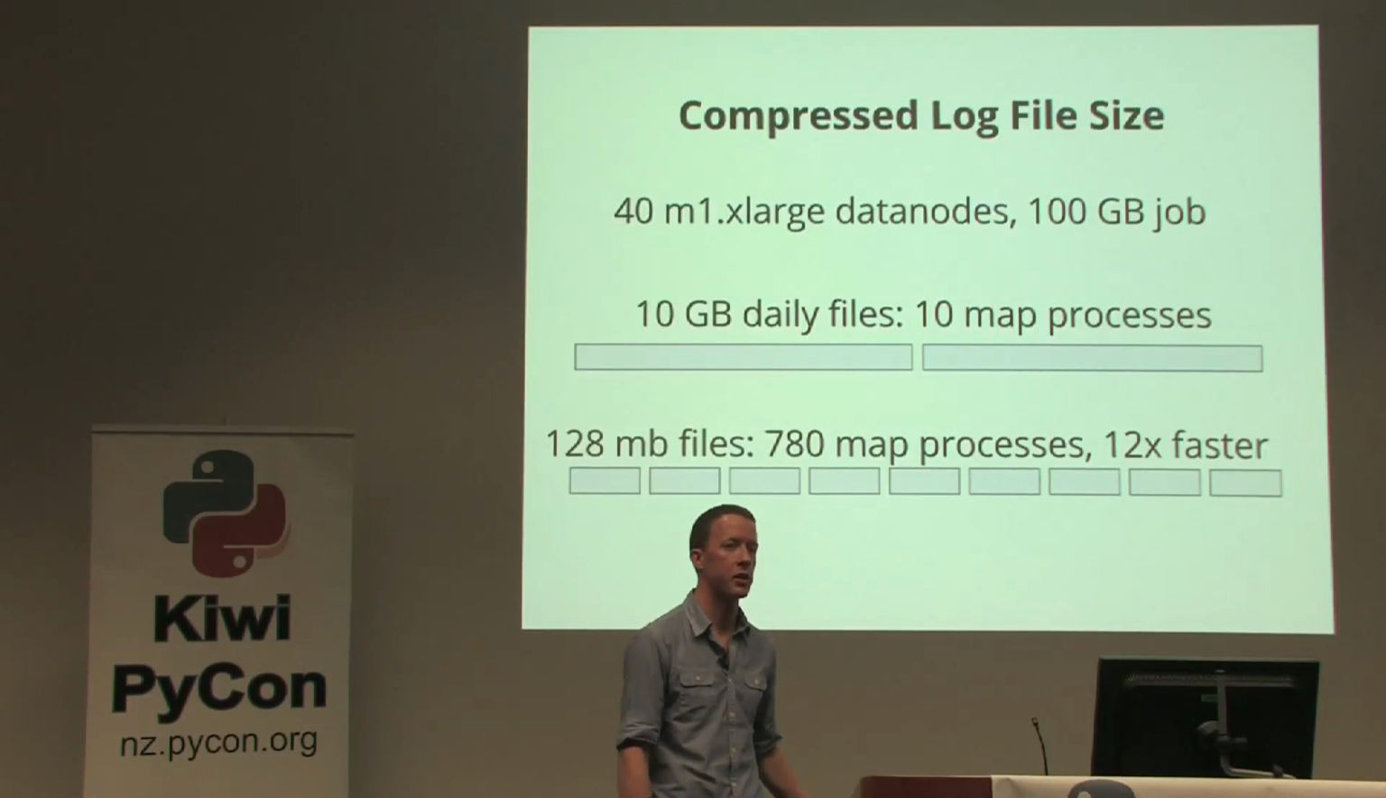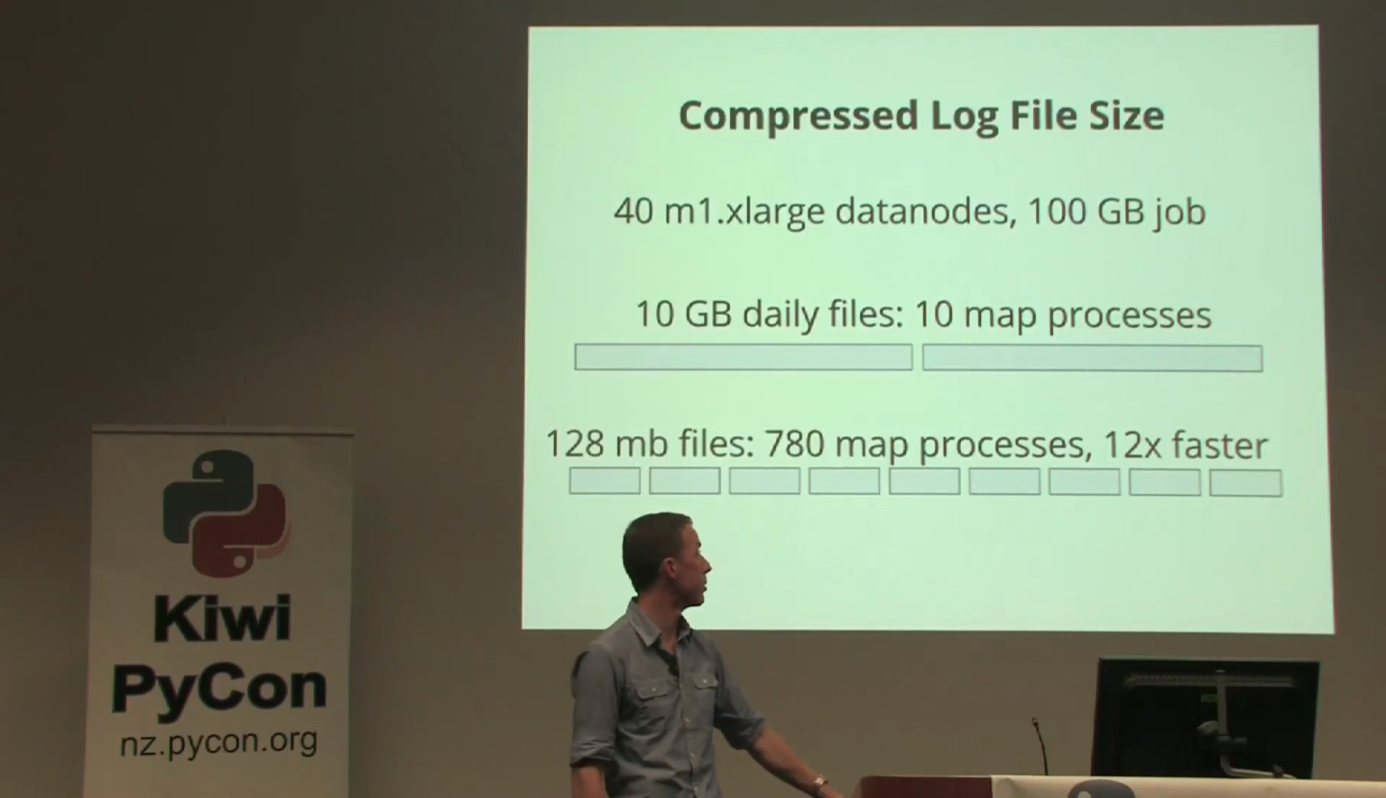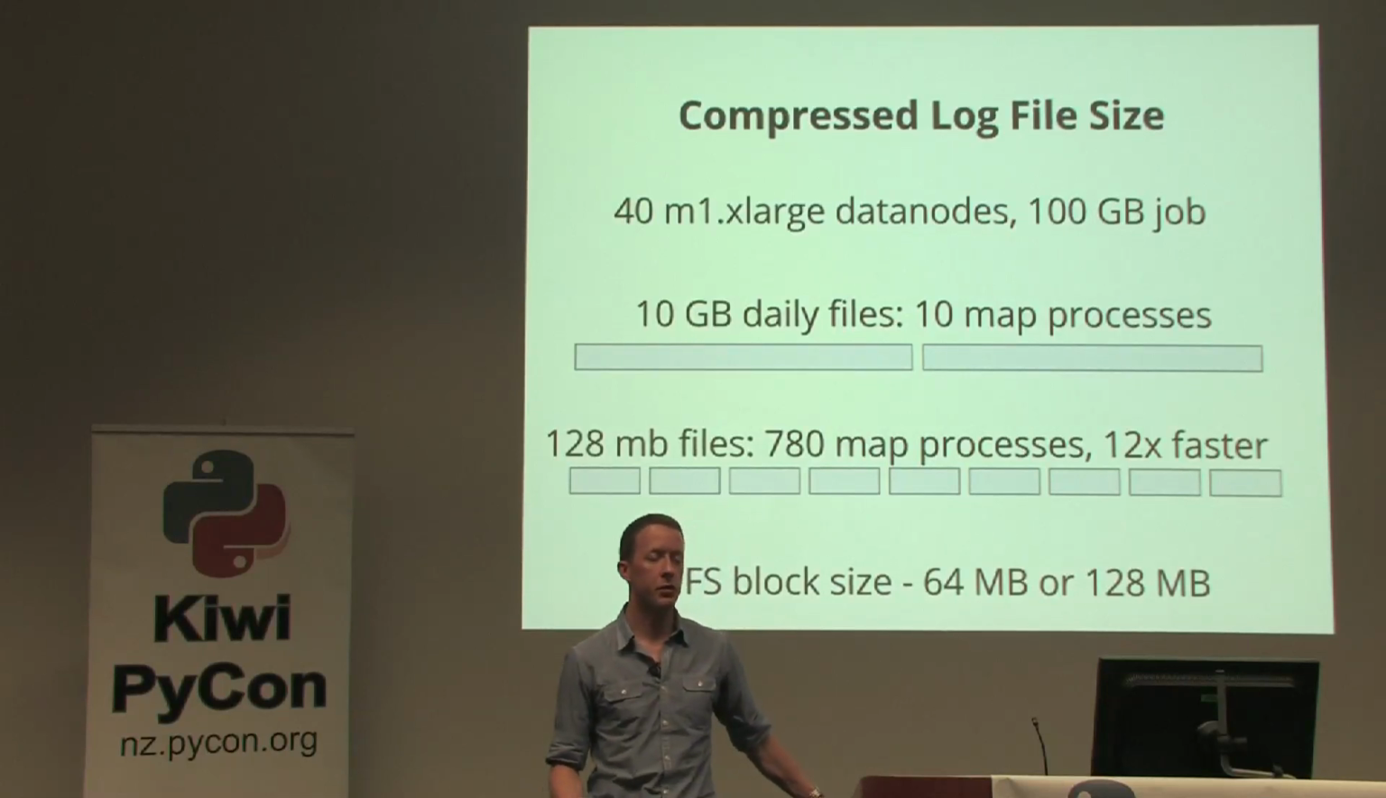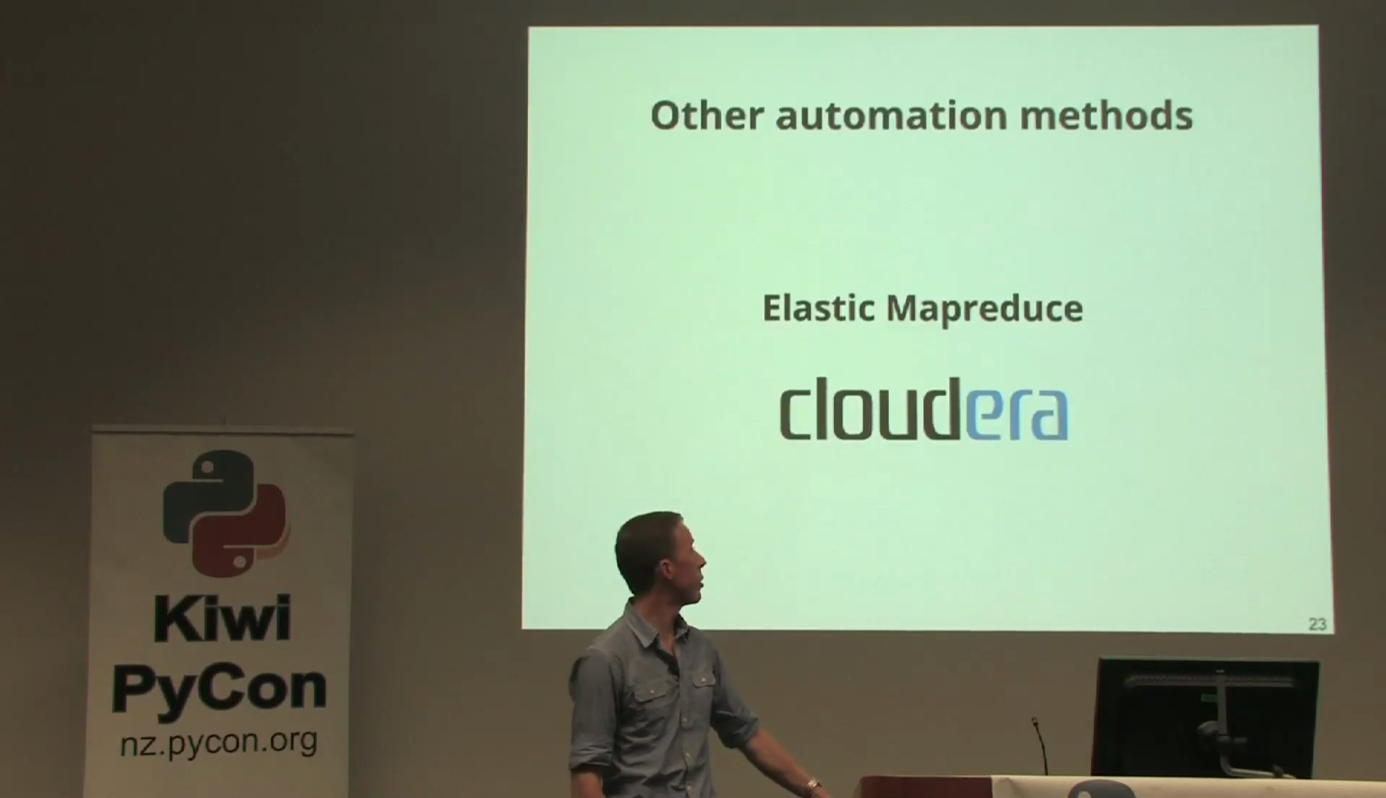And if you have to go back and split up all these massive gzip files, that can be a bit of a problem. The Hadoop distributed file system is based on a 64 or 128 megabyte block size, so it doesn't make sense to go much smaller than that.